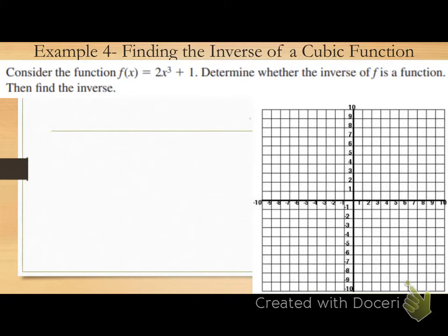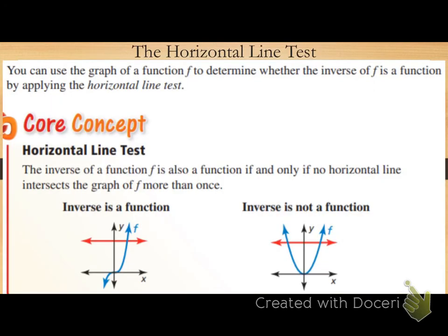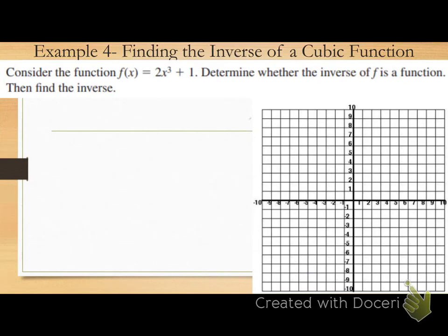How do I tell if the inverse is a function? Horizontal line test. So what do I need to do with my original function before I can do the horizontal line test? Graph it. Yep. So let's just use -2, -1, 0, 1, and 2.